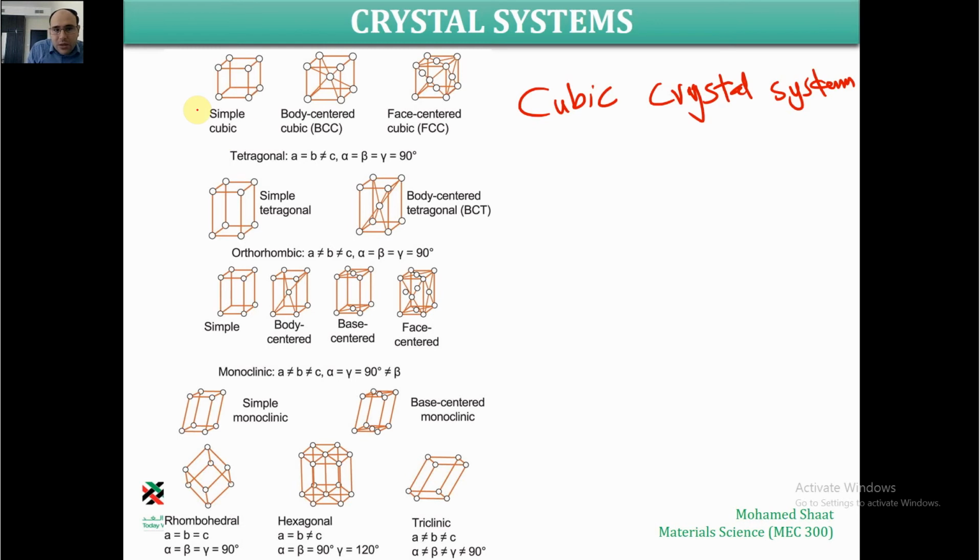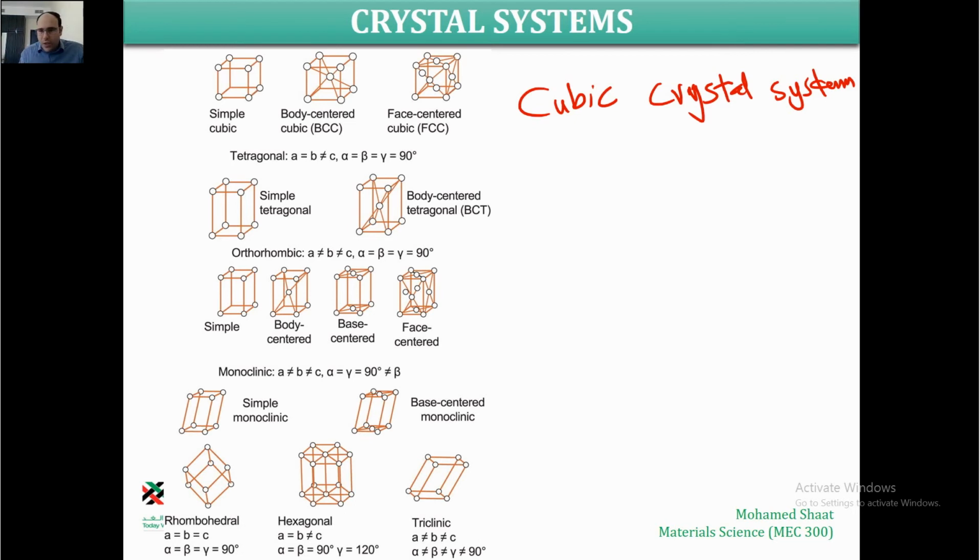In the simple cubic crystal, we do have atoms located at the corners of the unit cell, and that's it. There are no atoms at the centers of the faces like in the case of FCC. There is no atom located in the core like in the case of the body-centered cubic crystal. Make sense? So these are three different crystal structures.